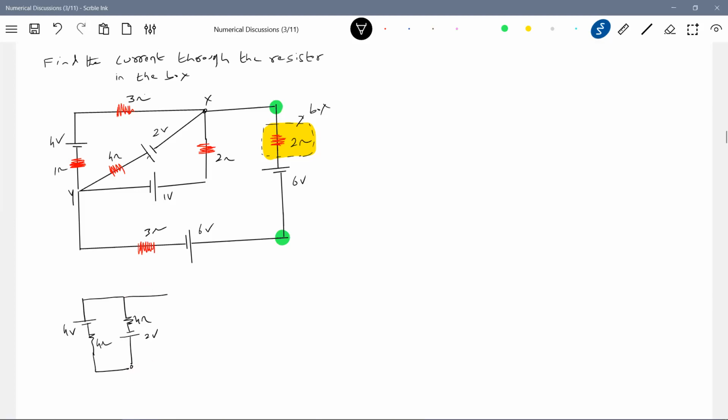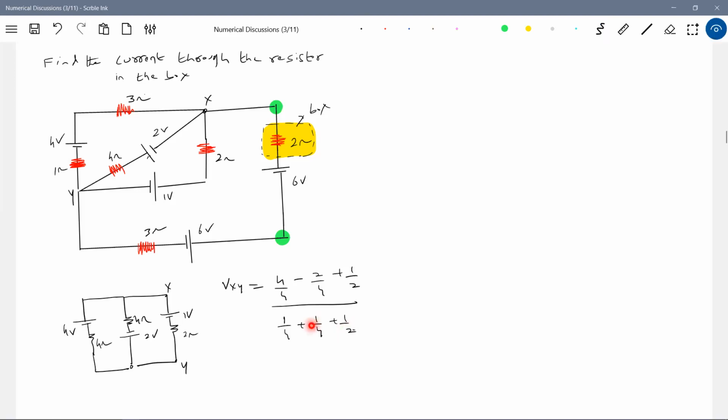Okay, I'll bring this also. At a time we can replace all these 3 cells. This is XY. We'll carry on once again. VXY should be equal to 4/4, negative terminal connected 2/4, positive terminal connected 1/2. Please do notice 3 cells, and this will be 1/4 plus 1/2. For resistors, you should not introduce a negative sign.